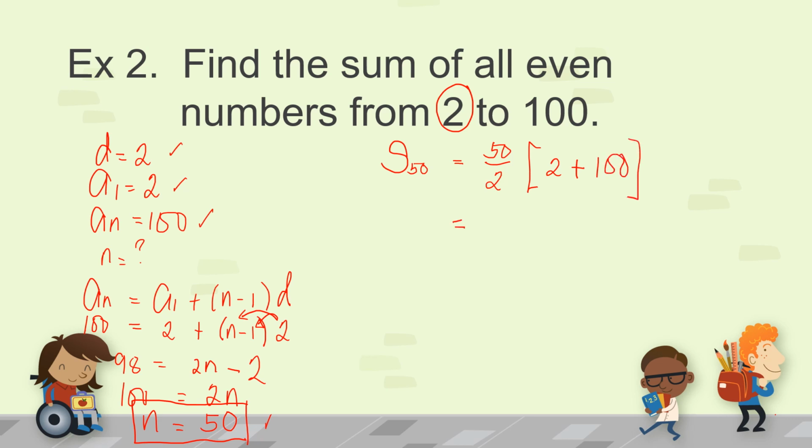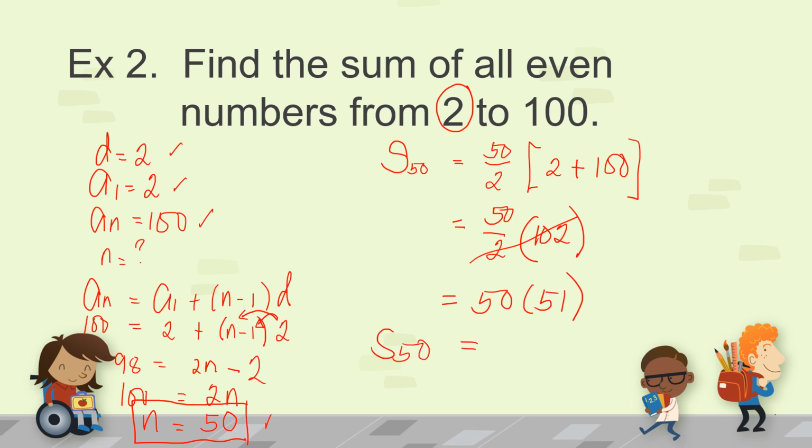So here, you can actually divide 50 by 2 already, or you can just divide 102 by 2. So that is 50 divided by 2 times the sum of 2 and 100, which is 102. And then, divide 102 by 2, so you'll have 50 times 51. So therefore, the sum that we're looking for is equal to 2,550. So that is the sum of all even numbers from 2 to 100.